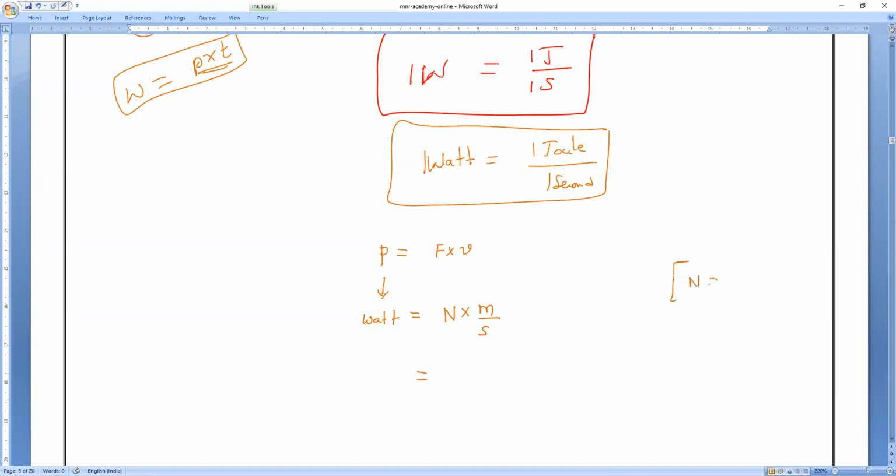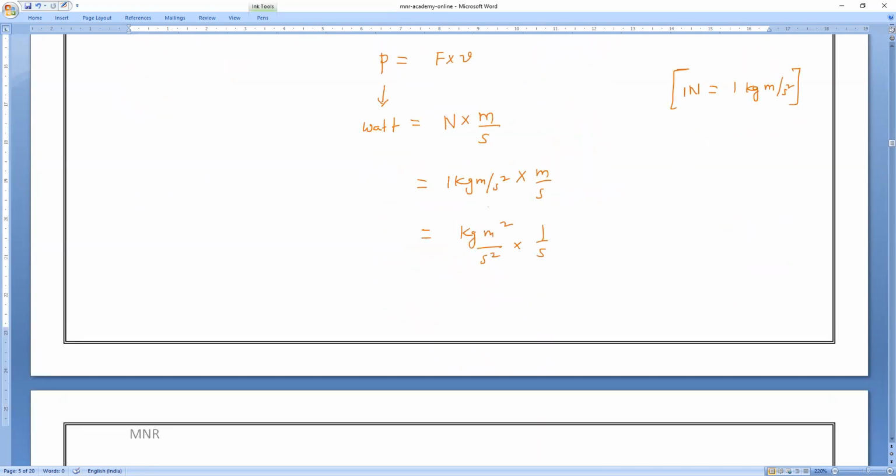Now, again, Newton means what, guys? Respond, everybody. Newton means 1 kilogram meter per second square. Am I right or wrong, Mari? Then can I write 1 Newton means 1 kilogram meter per second square into meter per second? Can I write this as 1 kilogram meter square per second square into 1 by second? Yes, sir.